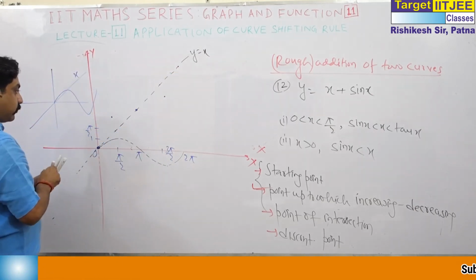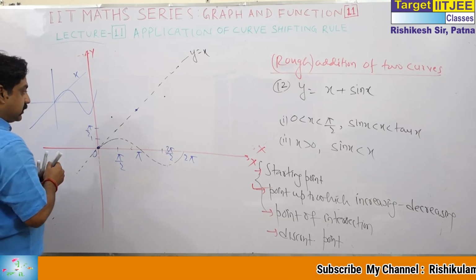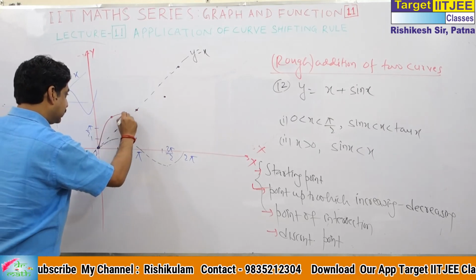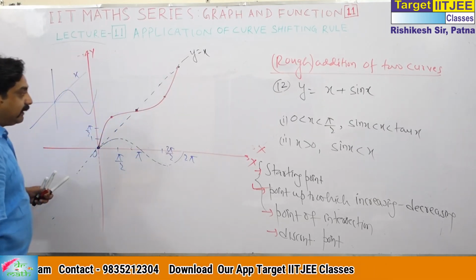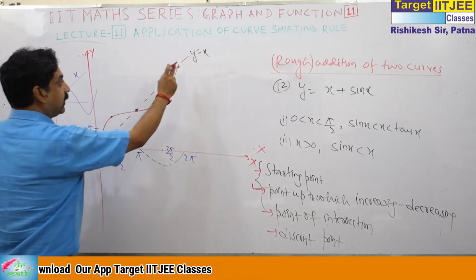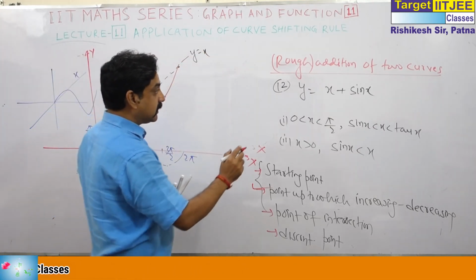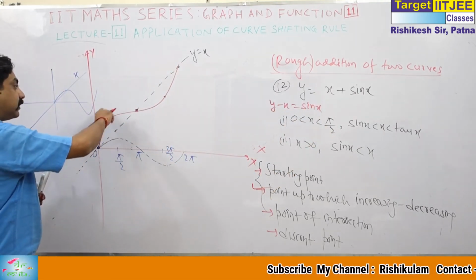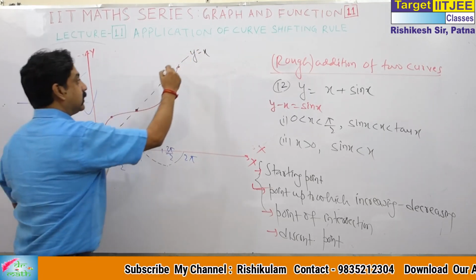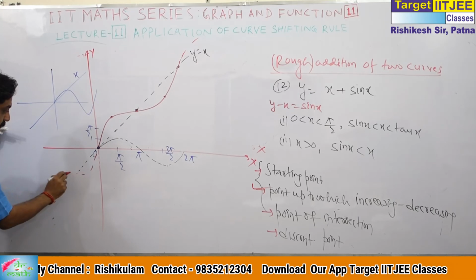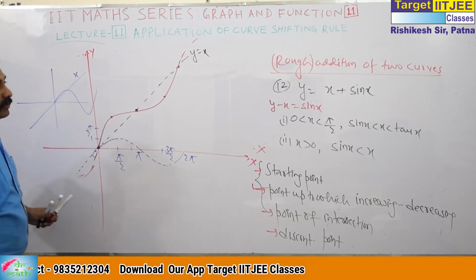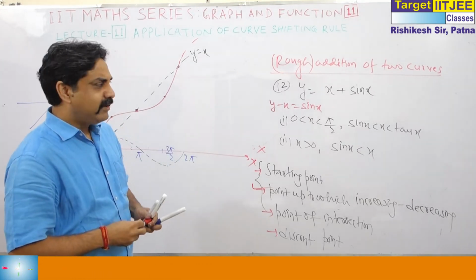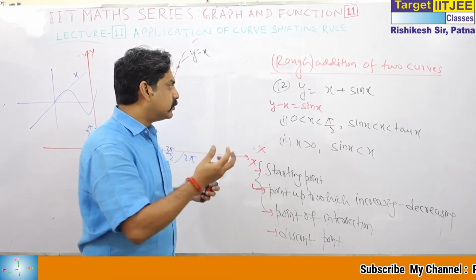So we have to join these points. This is 0, this point, this point, this point and this point. The graph will be like this. What is this line? y is equal to x. You can also see this graph as follows: y minus x is equal to sin x. It appears that the graph of y is equal to sin x goes on further like this. This is y is equal to x plus sin x.